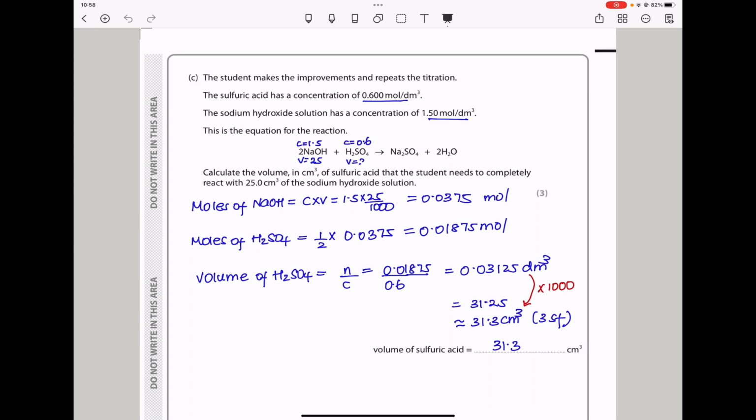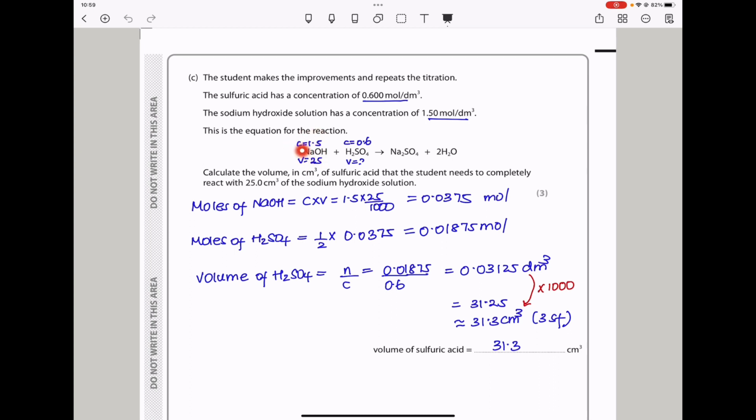So we are given the concentration of sodium hydroxide as 1.5 and the volume is 25. Also, we know the concentration of the acid, which is 0.6, but we are looking for that volume. So since I have the two components for sodium hydroxide, I'm going to begin by calculating the number of moles of sodium hydroxide using the concentration times the volume. But I need to divide the volume by 1000 to convert it to decimeters cubed. So moles of sodium hydroxide are concentration times volume, which is the concentration 1.5 times the volume divided by 1000 to convert it to decimeters cubed, and that is my answer in mole.